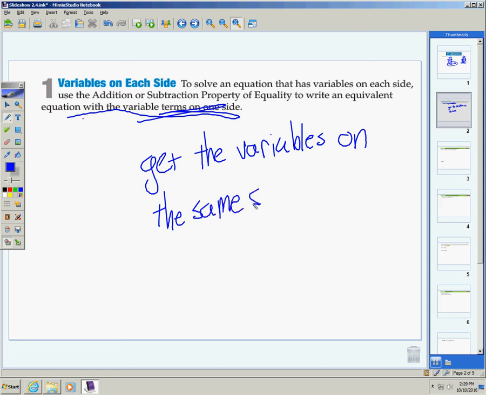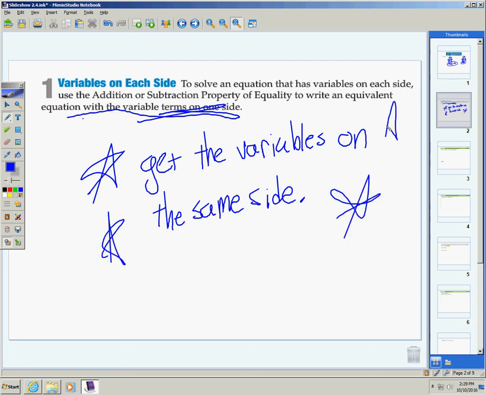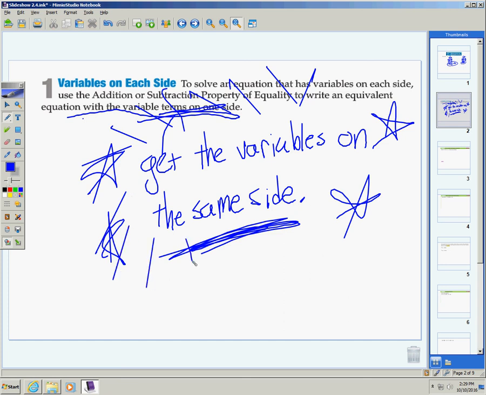This is rule number 1. You can put stars around it. I don't care. You can underline it. You can put wavy lines all around it. Okay, show how important it is. This is the first thing you do when you have variables on both sides. We got to get the variables on the same side.